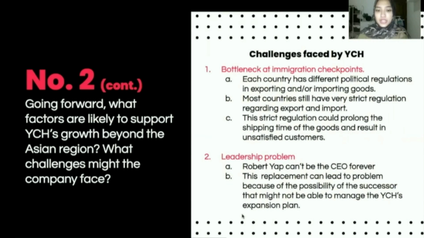The second challenge is the leadership problem. Robert Yap, as the CEO of YCH, realized that he couldn't be the CEO of YCH forever. There ought to be someone who needs to replace him in the end. So this replacement is what leads YCH to a problem because of the possibility of a successor who might not be able to manage the YCH expansion plan. Also, the new successor might be unable to lead the company as well as Robert.